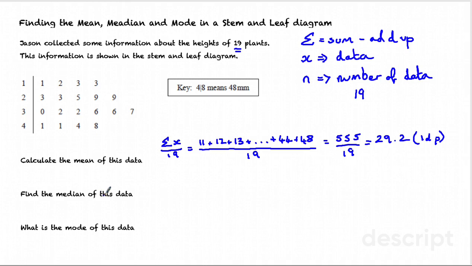Now I'm going to find the median. Remembering the median is the middle of our data. Now I've got 19 plants here. That's an odd number, so I will have a middle piece of data. If it were an even number, then I wouldn't have a middle piece of data. But I will here.